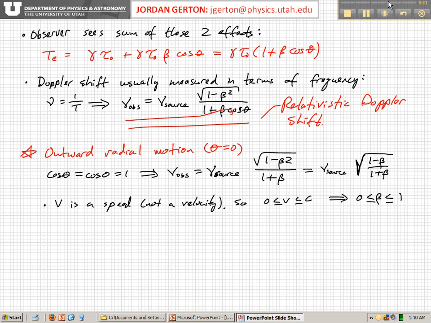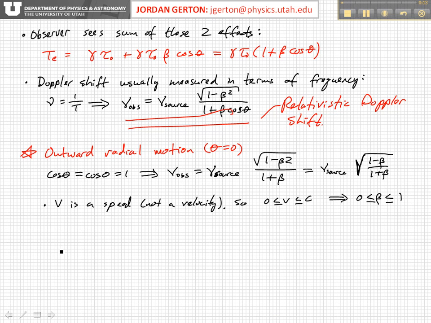Okay, so again, this is the expression for the Doppler shift in the case for outward radial motion, theta equals 0. And at this point, we should recognize that the way we set up this little example, v, the velocity, is a speed, not a velocity. It basically just gives the speed. Theta gives the angle, and so the speed v is always greater than or equal to 0, and of course less than or equal to c, the speed of light. And this just implies that beta is between 0 and 1.